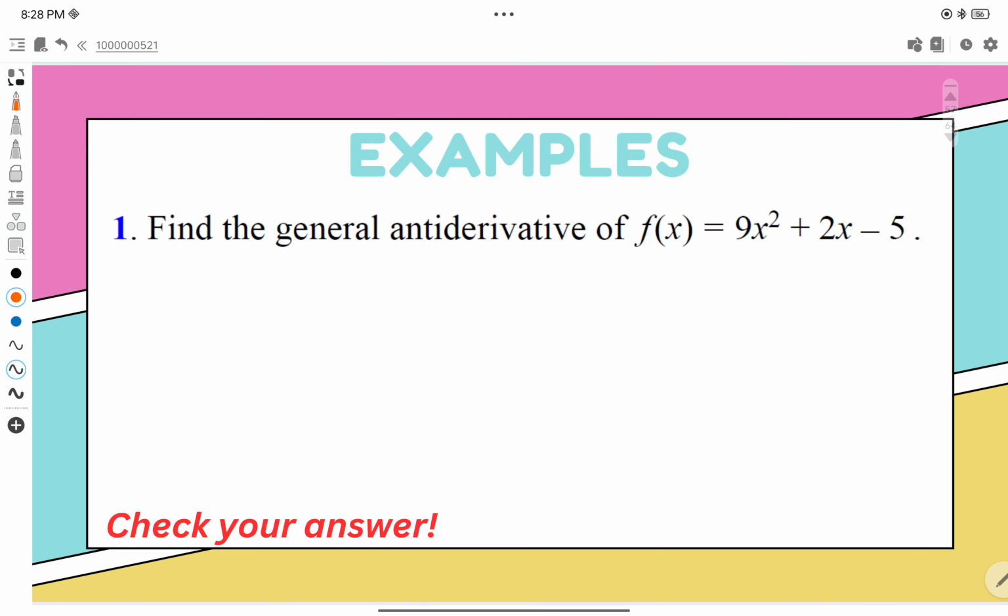Number 1, find the general antiderivative of f. First, let us express this in integral notation. So, the integral of 9x squared plus 2x minus 5, integrated in terms of x.